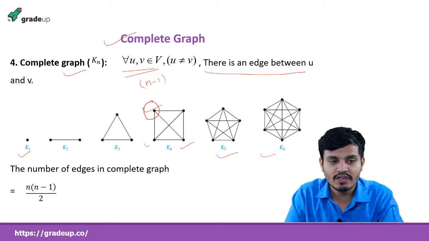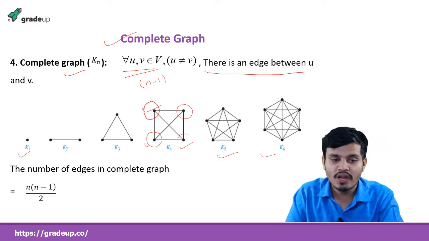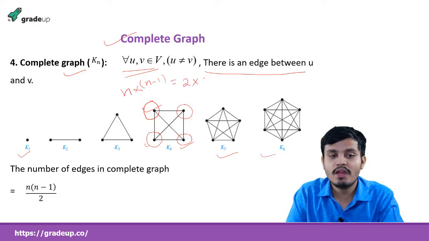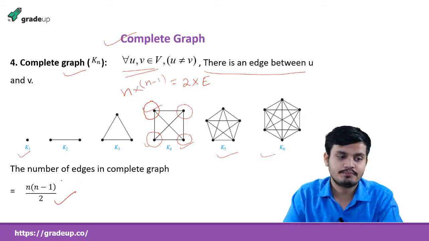What is the degree of that vertex? N minus 1. What is the degree of that vertex? N minus 1. And so on for each vertex. N minus 1, how many times? N times. That will be equal to 2 into E. And we get the number of edges as n into (n minus 1) by 2.